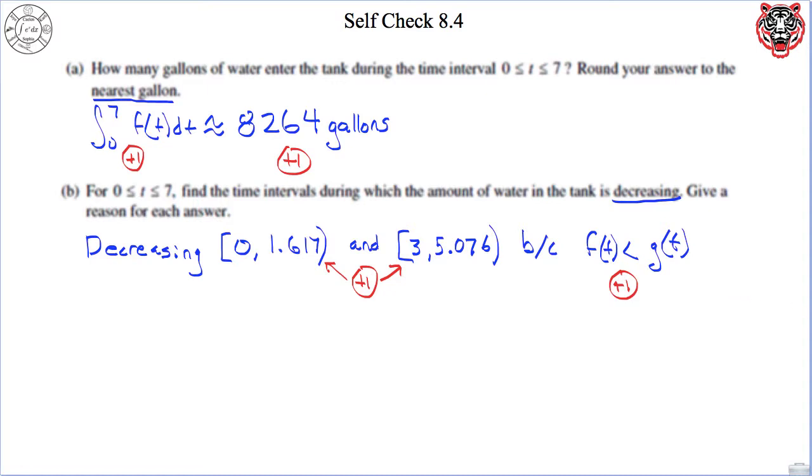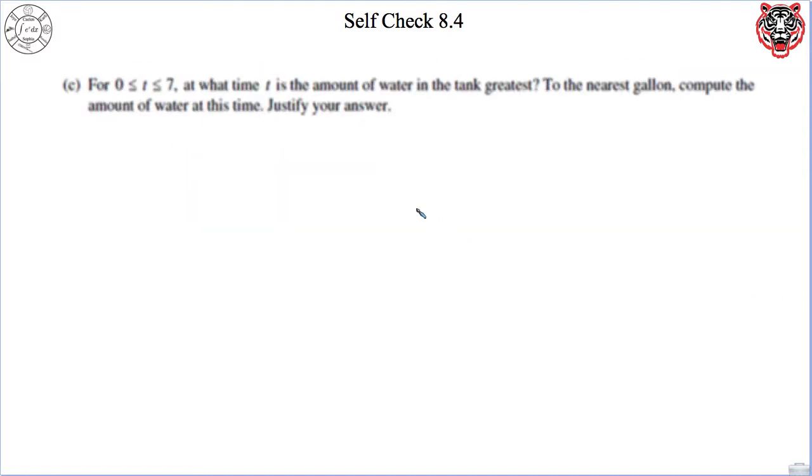All right. And for part C, so when is the amount of water in the tank the greatest? And then to the nearest gallon, and find the time and justify. Justify will come from the chart. So we need a t, we need a start, we need a plus the change, and that will give us the end.